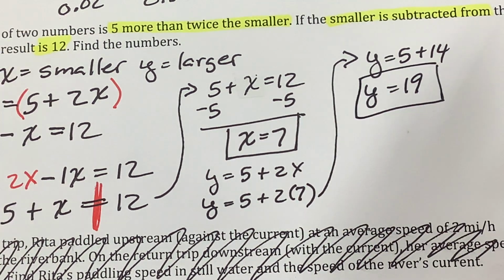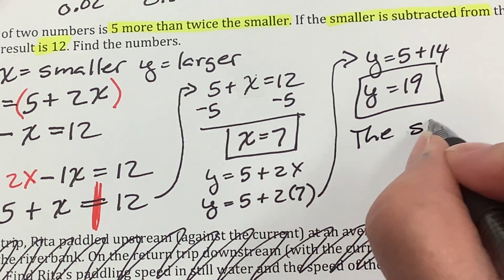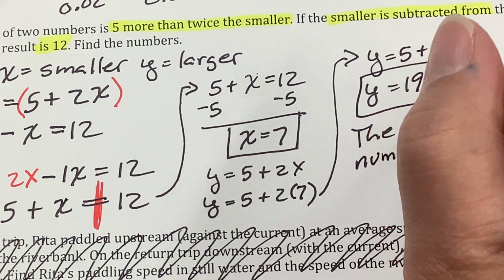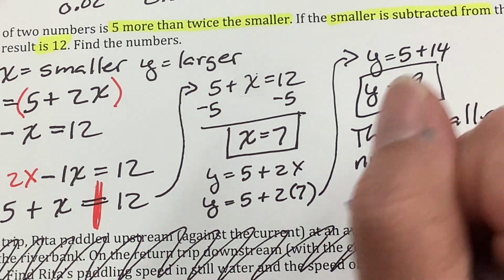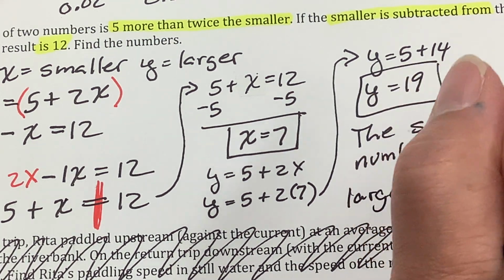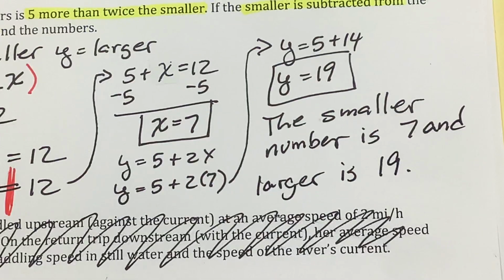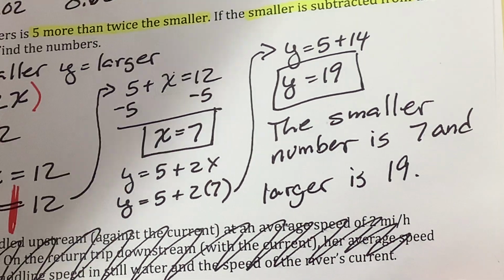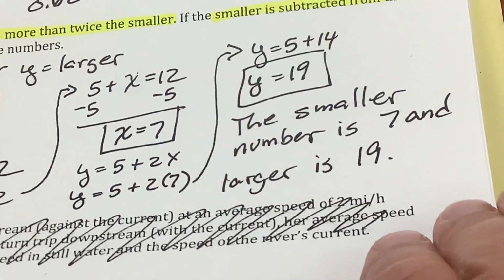Bam. Now I have to write a sentence. The smaller number is 7, and the larger is 19. Okay, so I just have to go back and look at my let statement to tell me what I'm using for the larger and the smaller number. Or I could just use logic and know that 7 is smaller than 19. All right, next page.